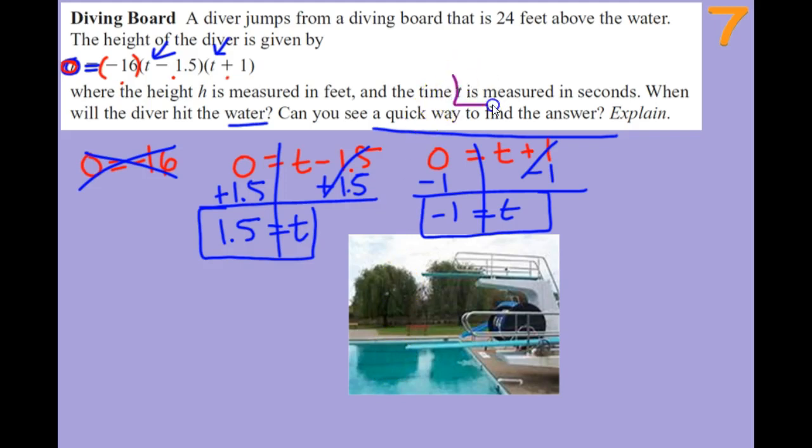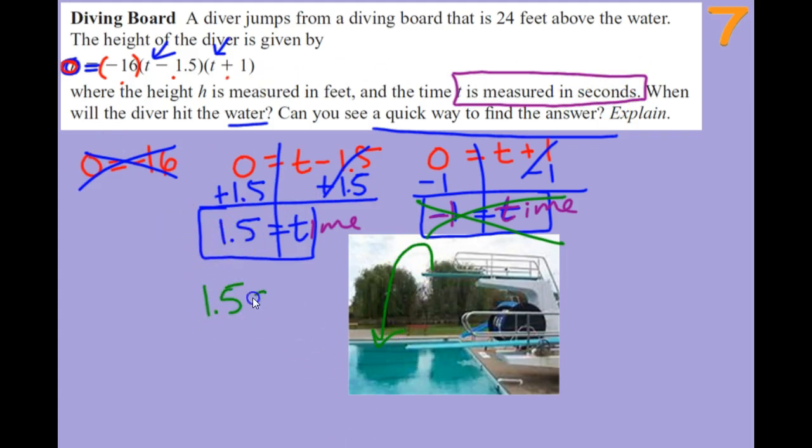It says t is measured in seconds. So t is our time. Can we have a time that's negative? Can you have negative time? That doesn't make any sense. So all we had to do, you guys, is set all three parts equal to 0 to figure out the time it'll take for the diver to jump off and land in the water. And that time would be 1.5 seconds, because none of our other answers made sense in order for this to be true.